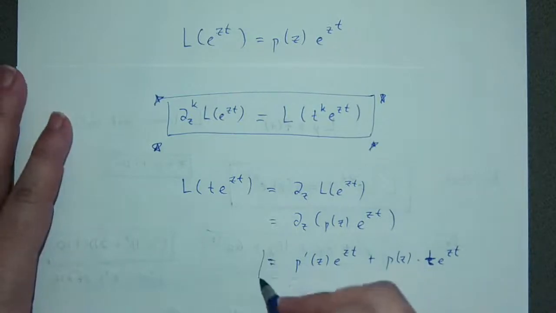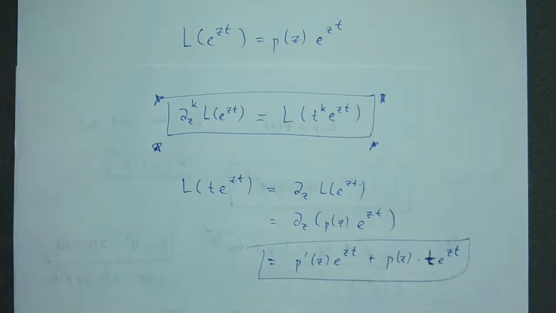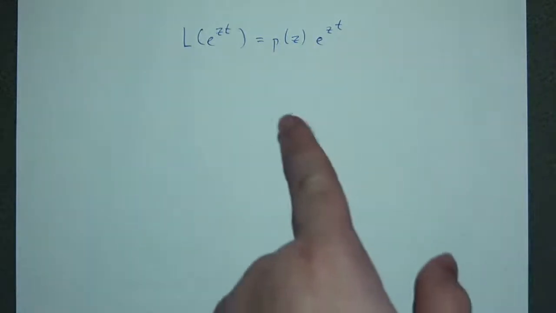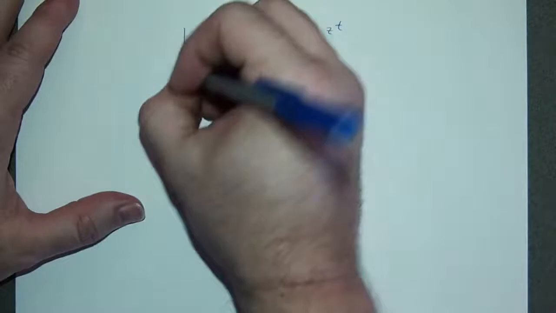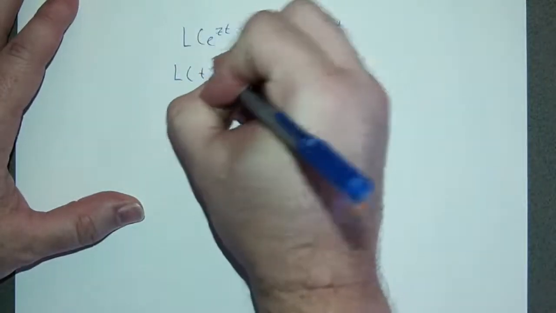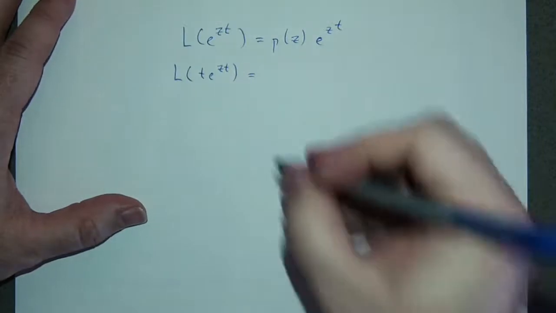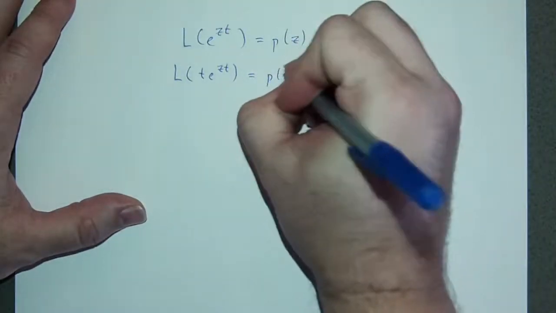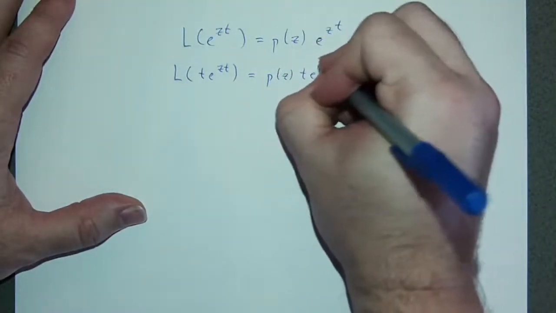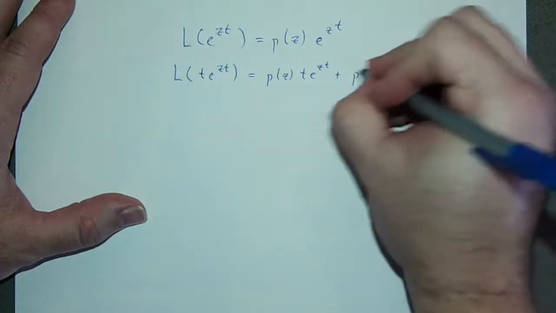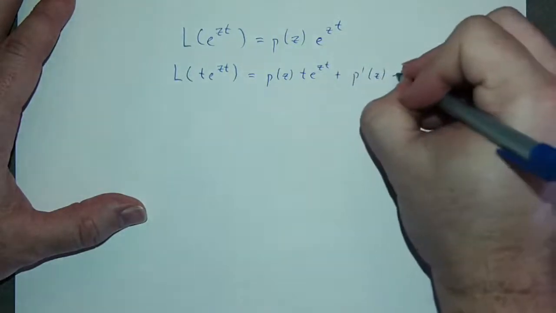So this is an example. This would be the first key identity to be derived from this thing, and I would write this in the other order, so I'm going to write p coming first and then the derivatives going next. So that key identity would be L of t e to the zt is what? This is p of z t e to the zt plus p prime of z e to the zt.